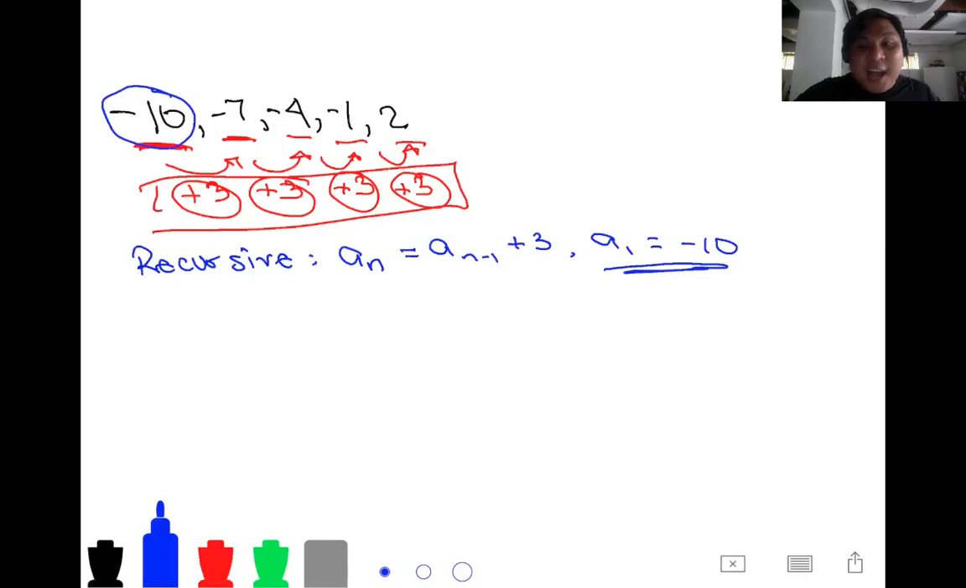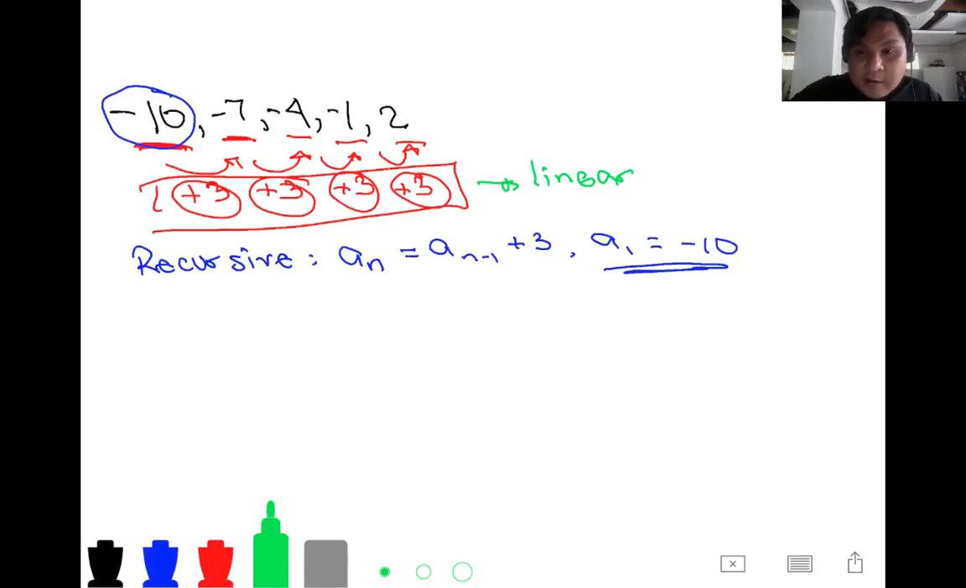All right, now we go to explicit formulas. So how do we determine an explicit formula here? To determine an explicit formula, we simply look at the pattern. We keep adding 3. So this constant addition of 3 gives us a notion that this might be a linear function.